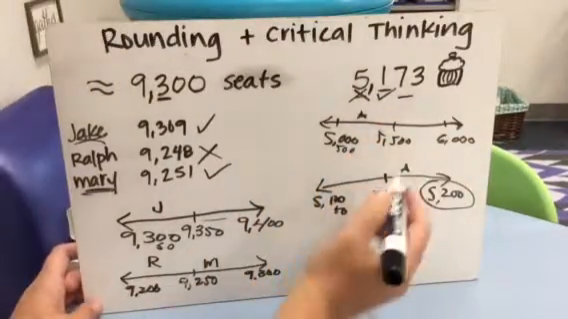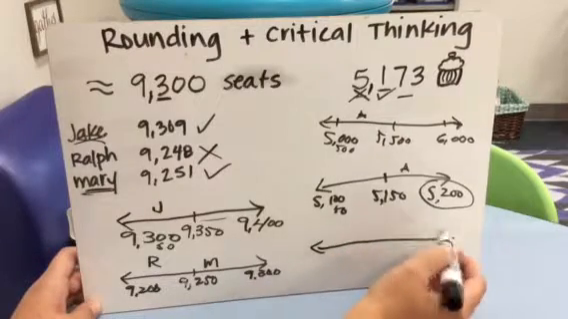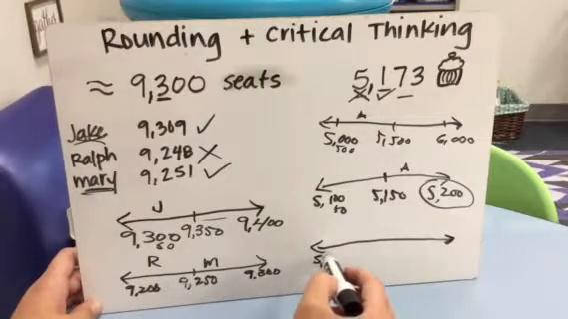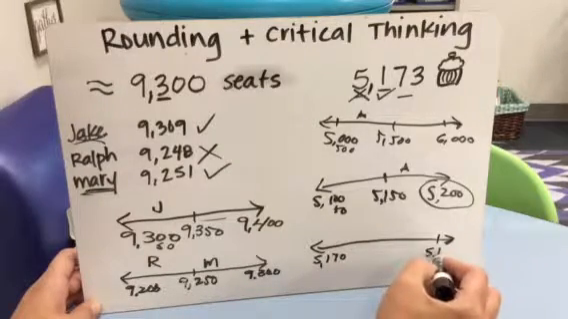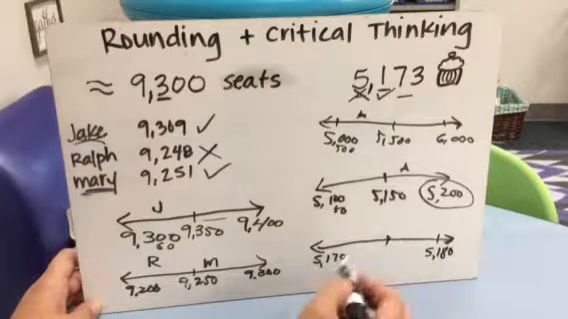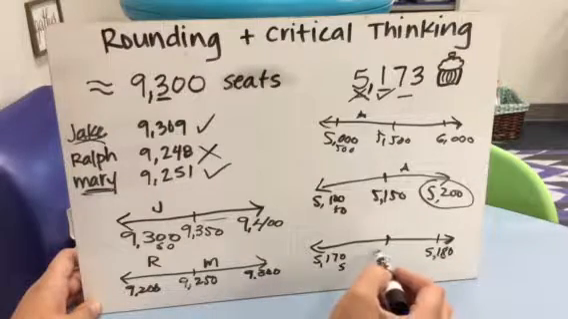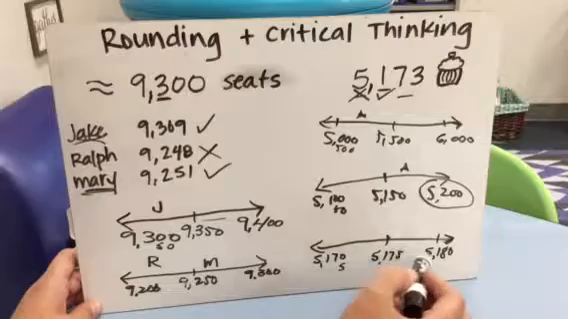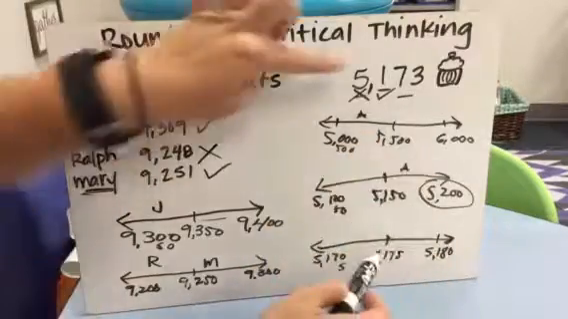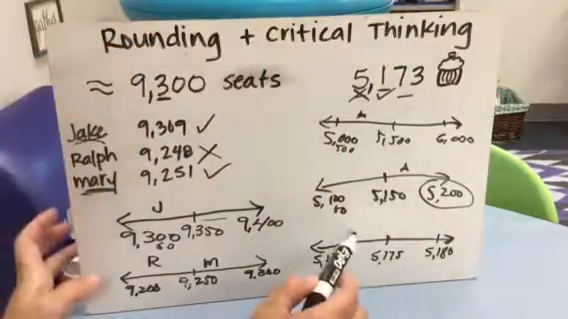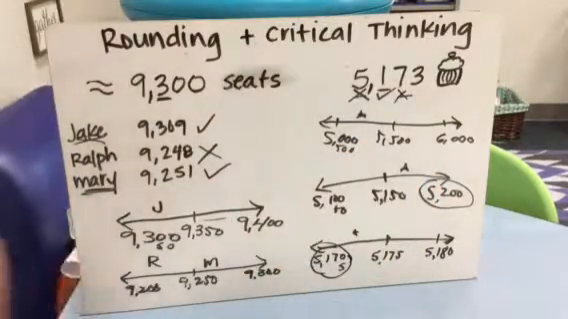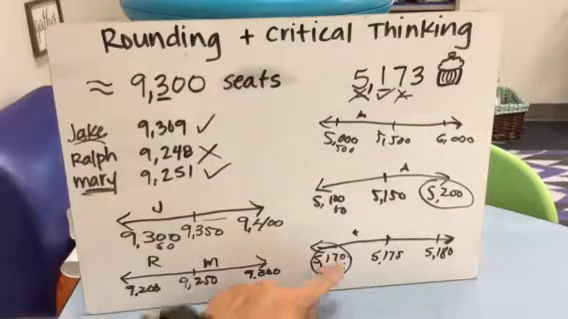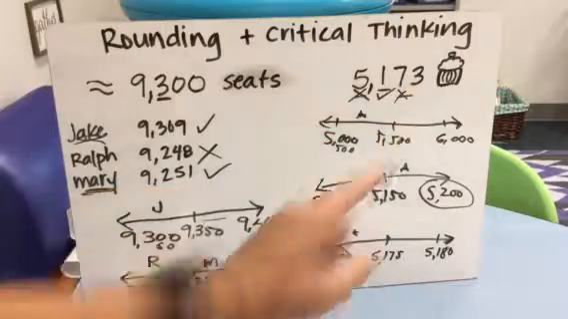Let's look at the tens place. If I round to the nearest 10, my starting one is 5,170, so my second one is 5,180. My midpoint for tens is plus 5, so 5,175. My number, because of the ones place, is less, which means I'm going to round to 5,170. That is not a good idea because then I won't have enough cupcakes. I'm only going to have 5,170 and I need at least 5,173.